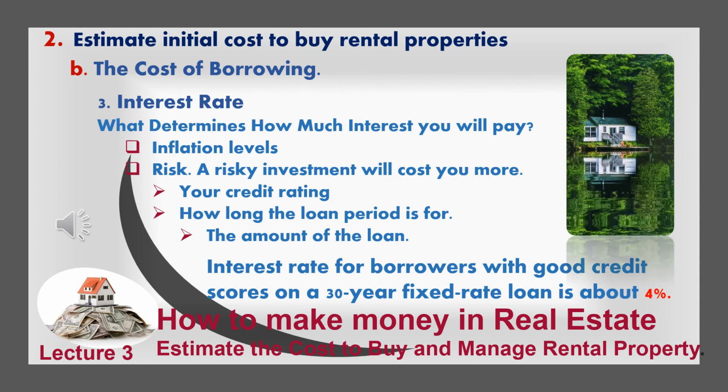The average mortgage interest rate for borrowers with good credit scores on a 30-year fixed-rate loan is about 4%. For example, if you borrow a €10,000 loan with an interest rate of 4.00% for a period of 1 year, the interest you owe will be €400. This means you would repay a total of €10,400.